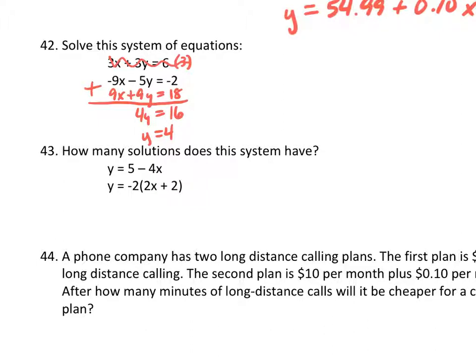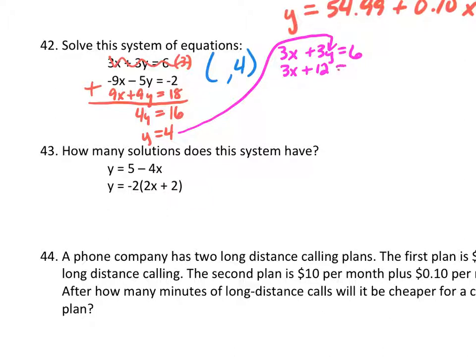So in my answer, I know the y value has to be 4. Now we always go back and get the other variable, and I think the one that I scribbled out actually looks the easiest. So 3x plus 3y equals 6. Y is 4, so I'm going to plug a 4 in for my y. So 3x plus 3 times 4 is 12. From here, I would subtract 12, and I get 3x equals negative 6, and then I would divide by 3, and x equals negative 2. So the answer is negative 2, 4.